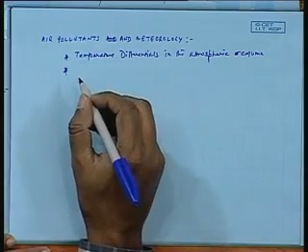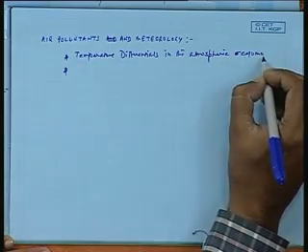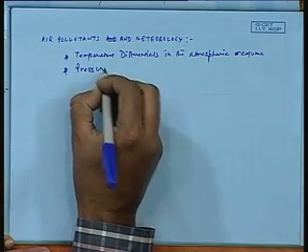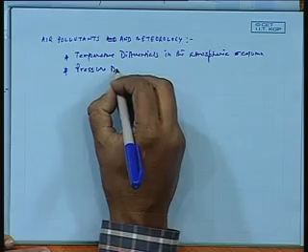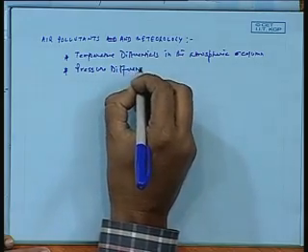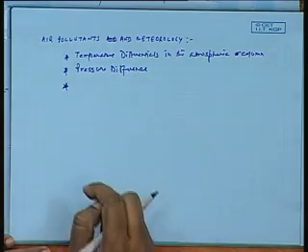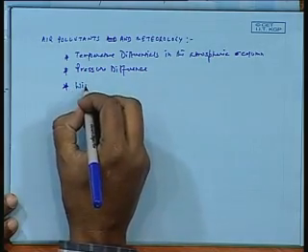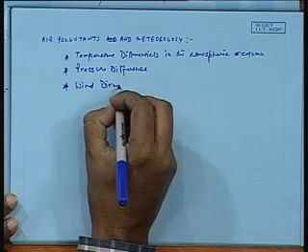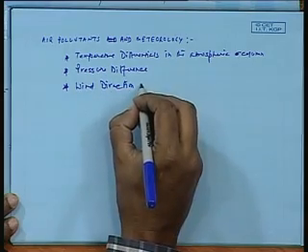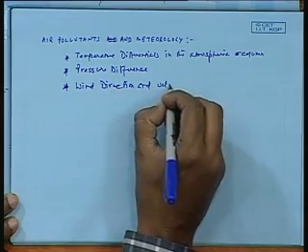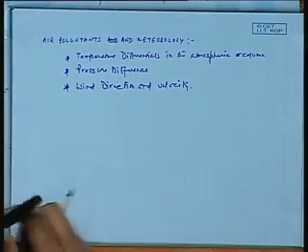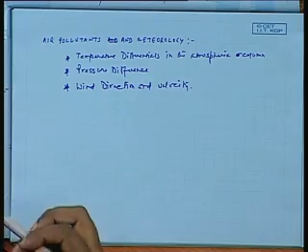And secondly, we can also observe the pressure difference, and also the third thing that we can find out is the wind direction and velocity. So wind direction and velocity. Here you can see these three important parameters.